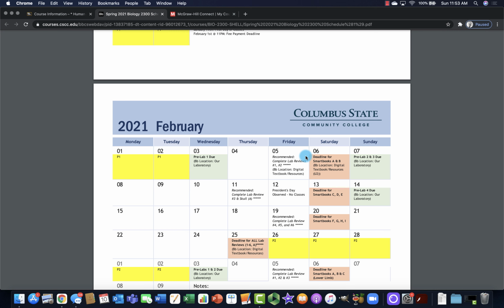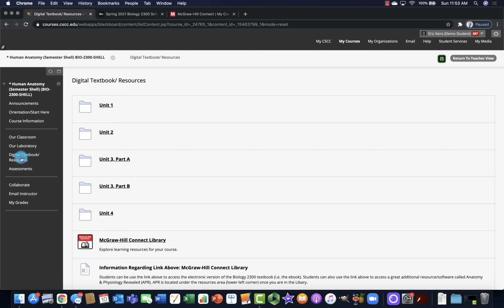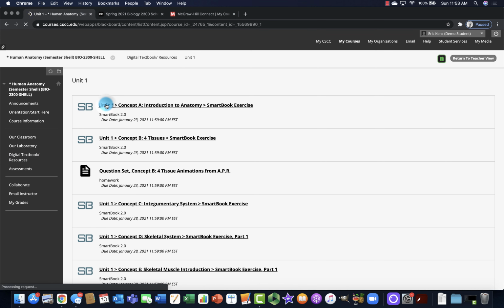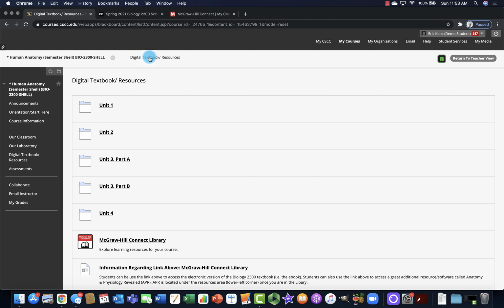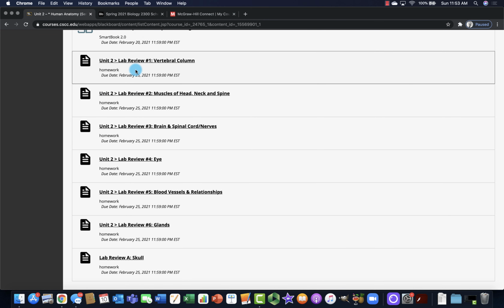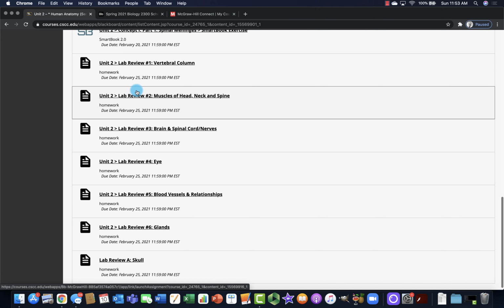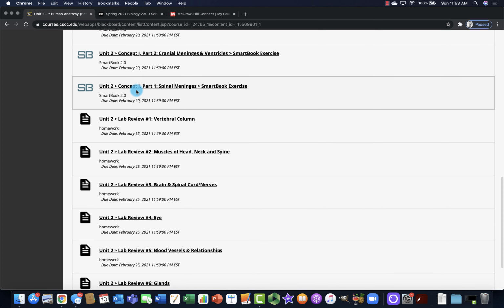And that's the rationale with the timing. These smart books and any lab reviews are located in the digital textbook resources button. If you go underneath Unit 1, again you see smart books. Starting in Unit 2, because the lab becomes a little heavier, you'll see some lab reviews that all have a due date towards the end of the unit. You should be working on them throughout, and you can come back to these multiple times, but the due date ultimately is prior to the examination.